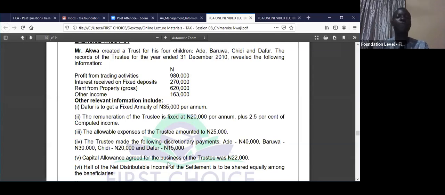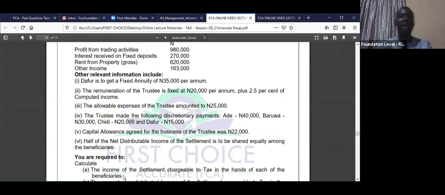Now, half of the net distributable income of the settlement is to be shared equally among the beneficiaries. What it means is this: if there are 1 million naira that is deemed to be the distributable income, half of it, which is 500,000 naira, will be the one that will be shared to all the four children. The remaining half will be income in the hands of the trustee. So that is just it. We are going to see how we're going to solve it.